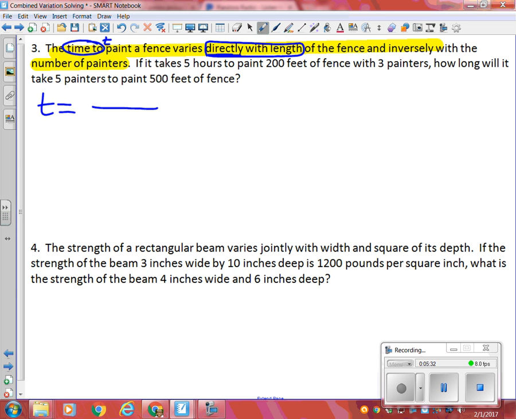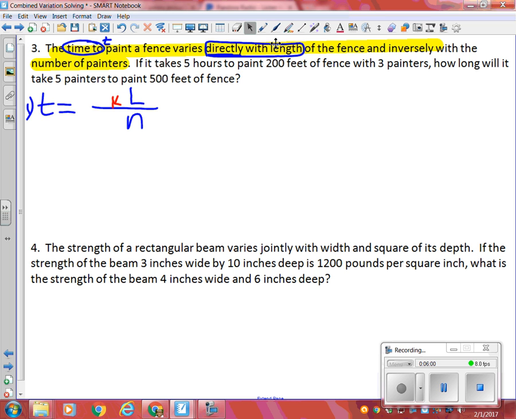So I know the length of the fence is going to be something on top, and inversely with the number of painters. So I'm going to use the N for number. I do not yet know my constant K. All right. So it sounds like if there's longer and longer fence, it's going to take more and more time to paint. If I use more and more painters, it's going to take less and less time. So this would be my original generic equation.